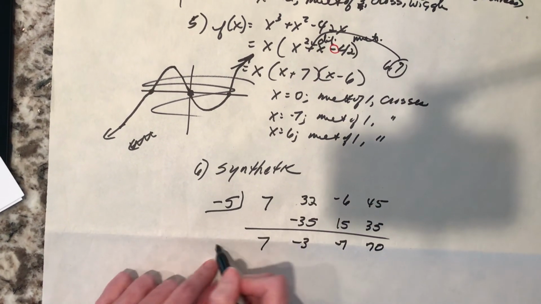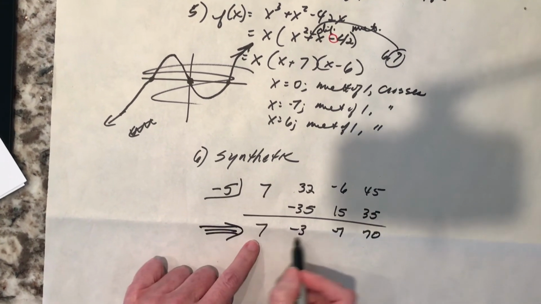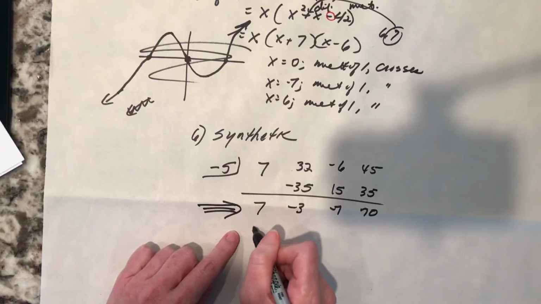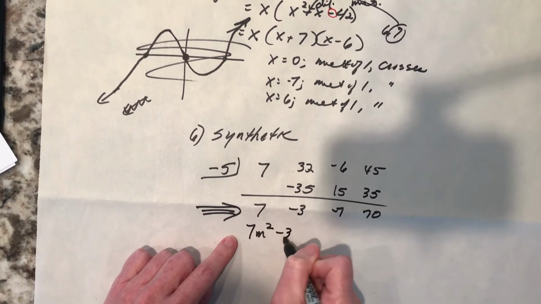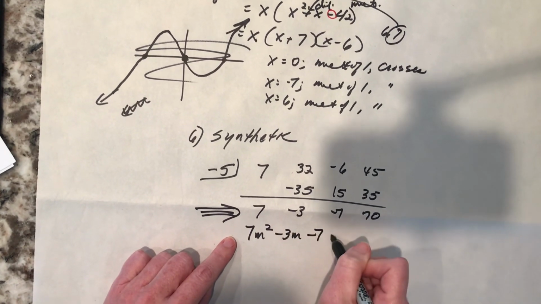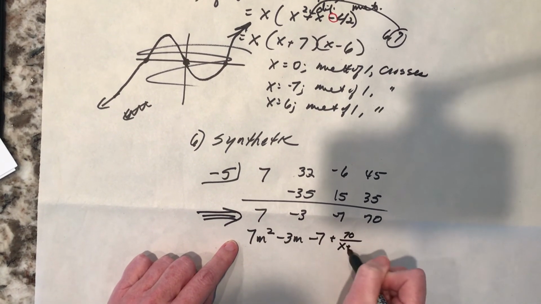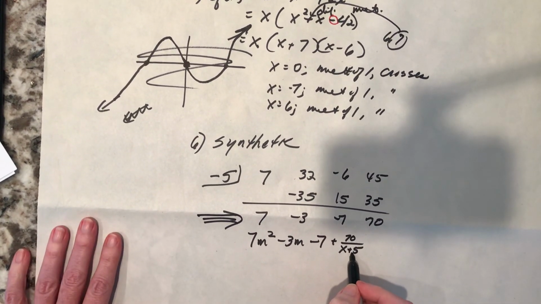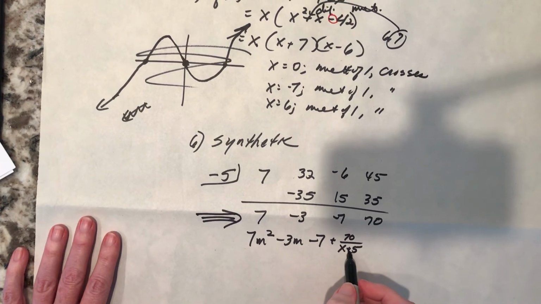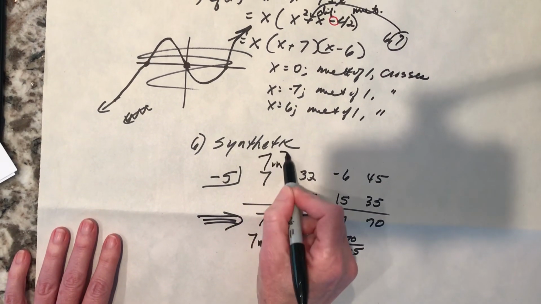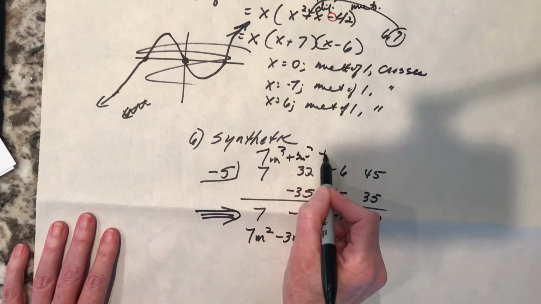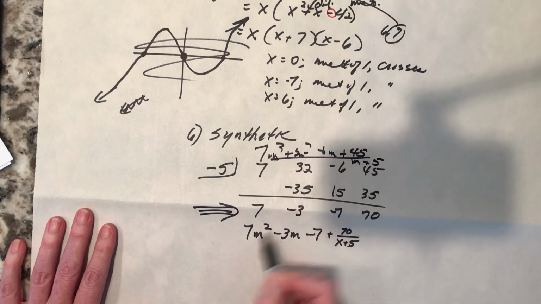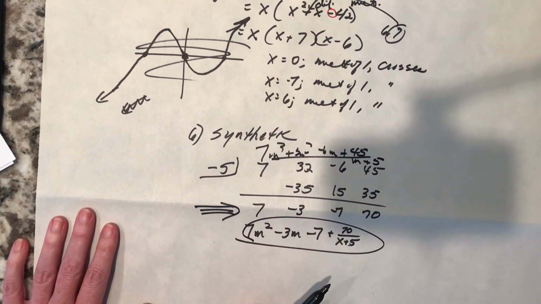So remember, this is where we're looking right now, these will tell us our new problem. This was 7m to the third, so this will be 7m squared minus 3m minus 7 with a remainder of 70 over x plus 5. Remember to change it back to plus because it's got an x attached to it. So when you divide 7m to the third plus 32m squared minus 6m plus 45 by m plus 5, that's the answer you'll get, and that is the answer.